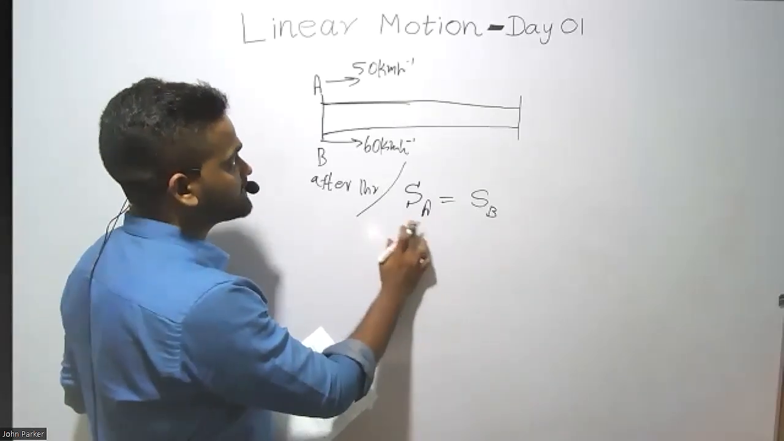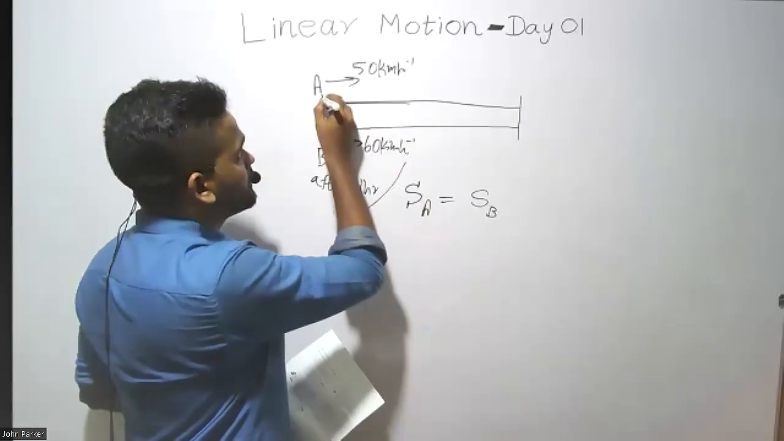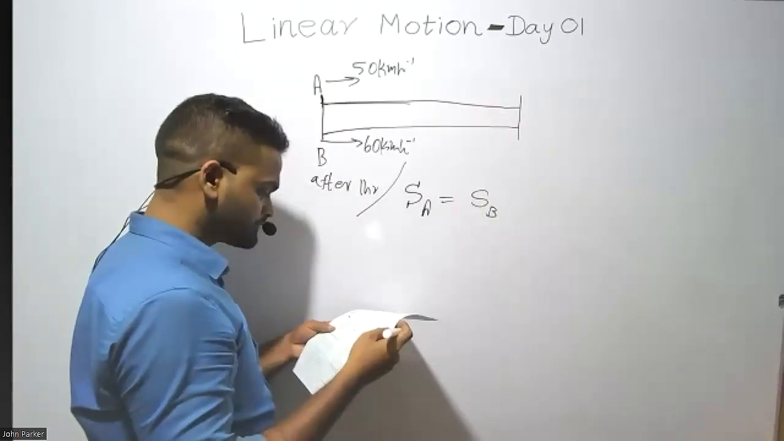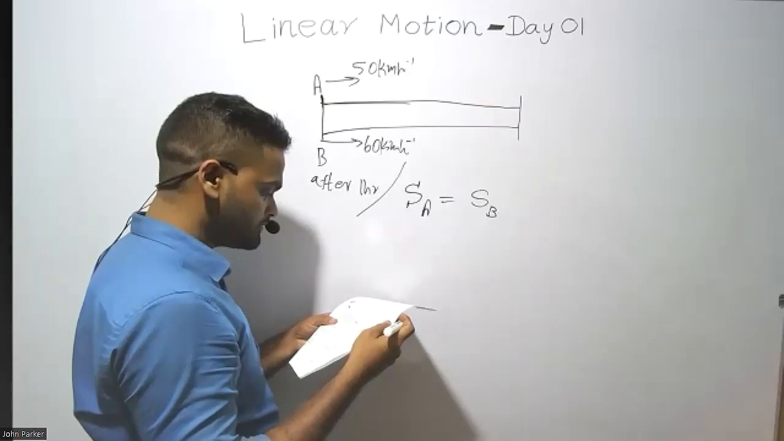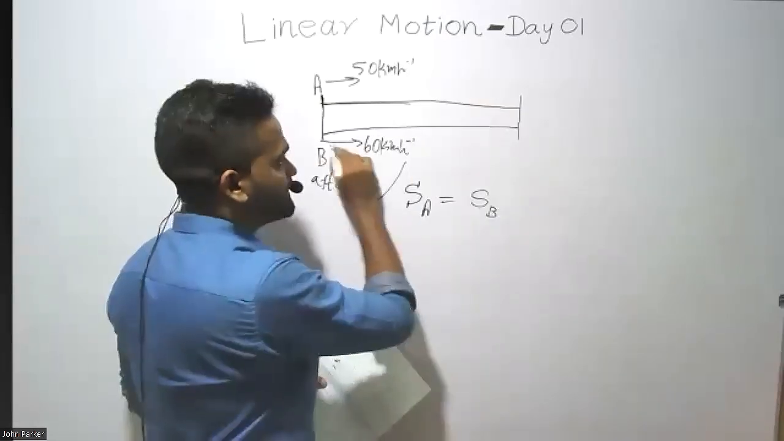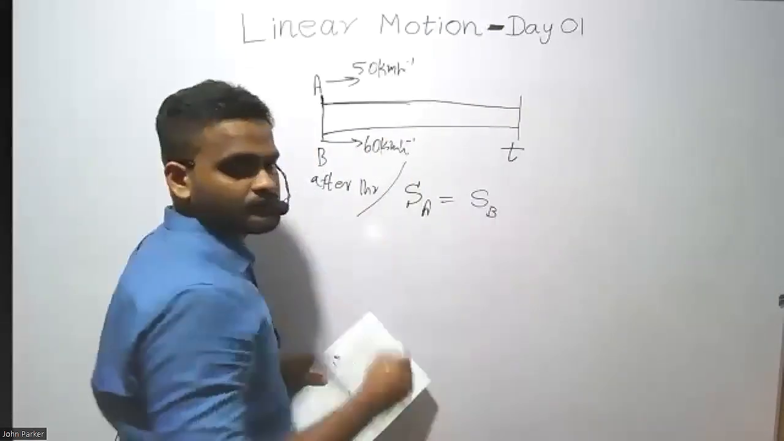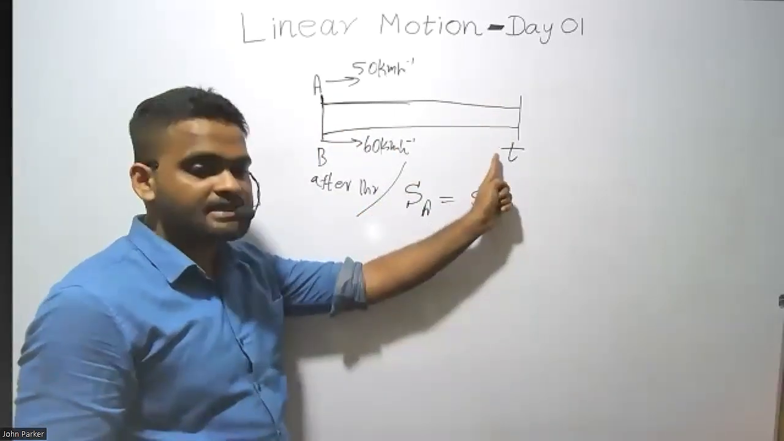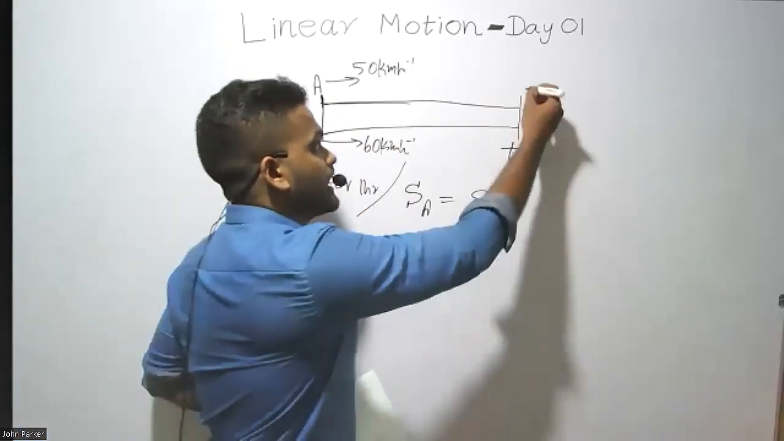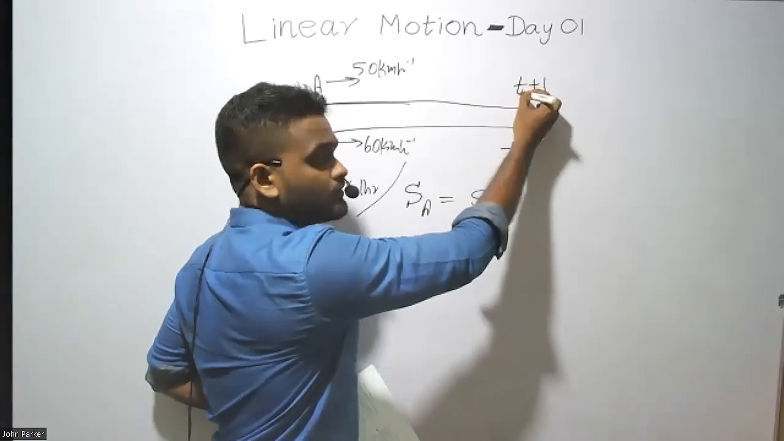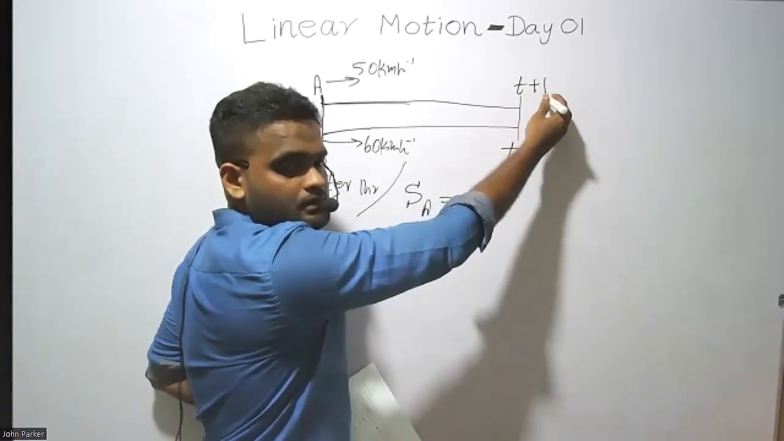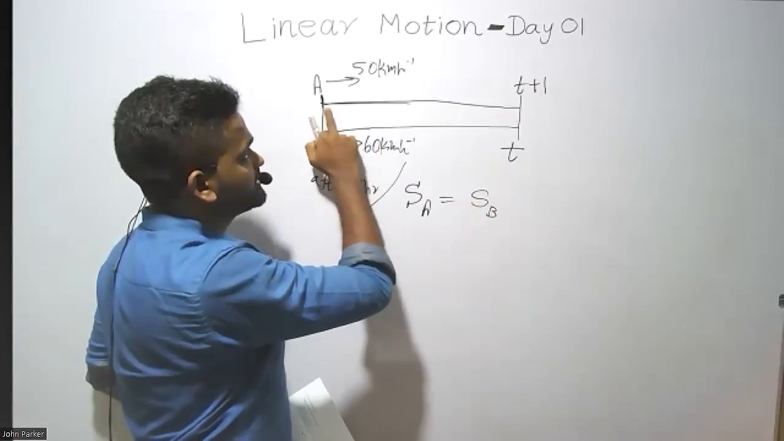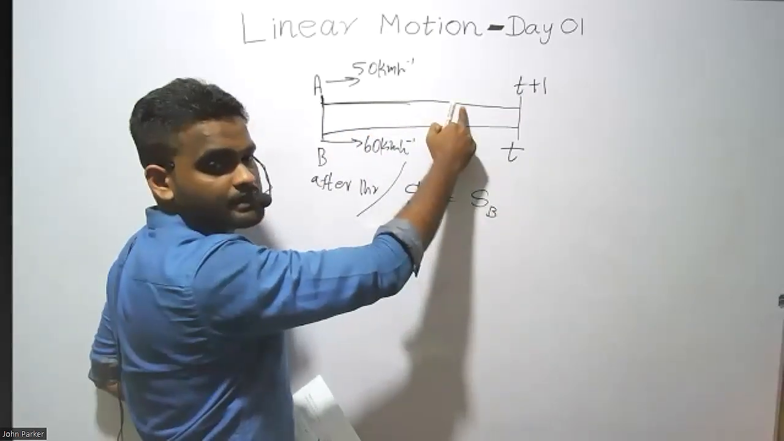So SA, what is SA? Let's say car B takes a simple t amount of time. Car A is already moving. If this is t time, car A has been moving for t plus 1. Okay, t plus 1, because this is moving a longer time, right? It is already moving before.